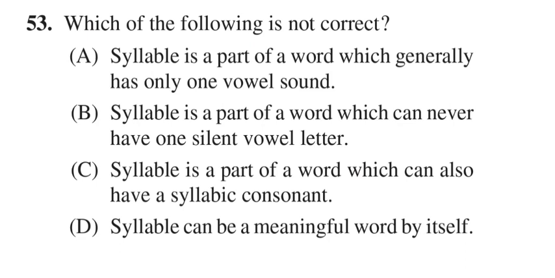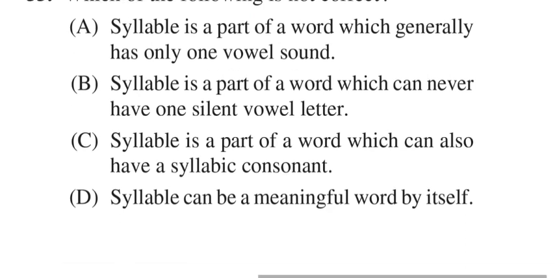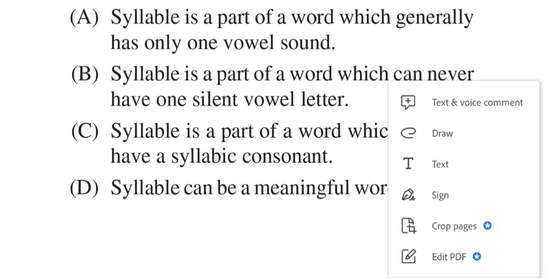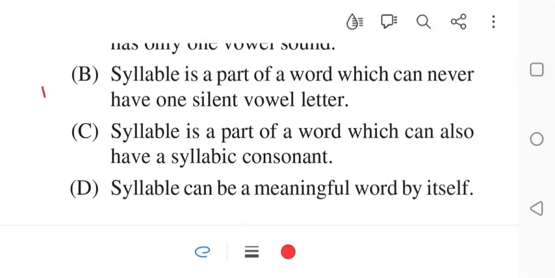What is the correct answer of 53? The correct answer will be B, that is, syllable is a part of a word which can never have one silent vowel letter. Got it.